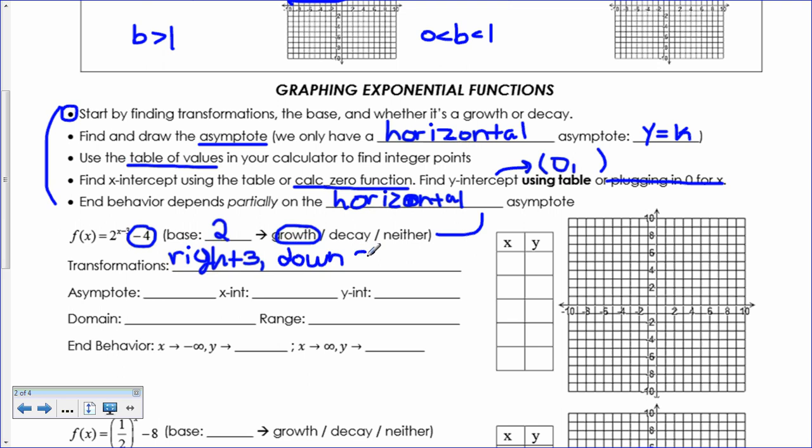Again, the 2, the base itself is not a transformation. So you would not, oops, I was saying 2, so I wrote it down. Sorry, down 4. The 2 is the base. You don't need to use that as a transformation. It's the base. It's separate from the transformations.